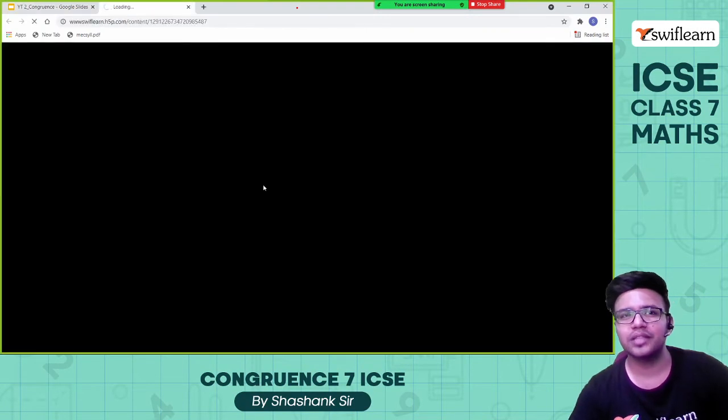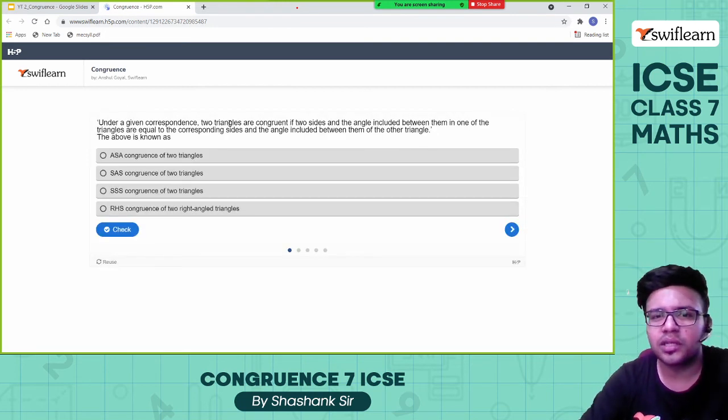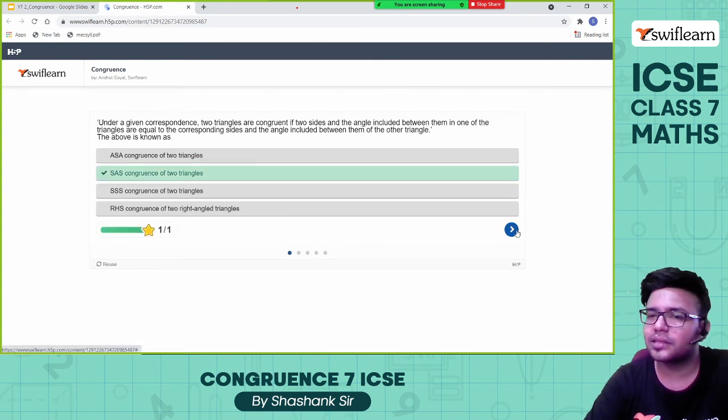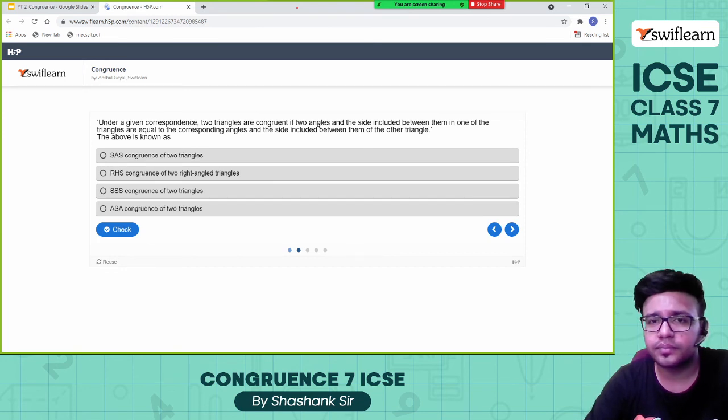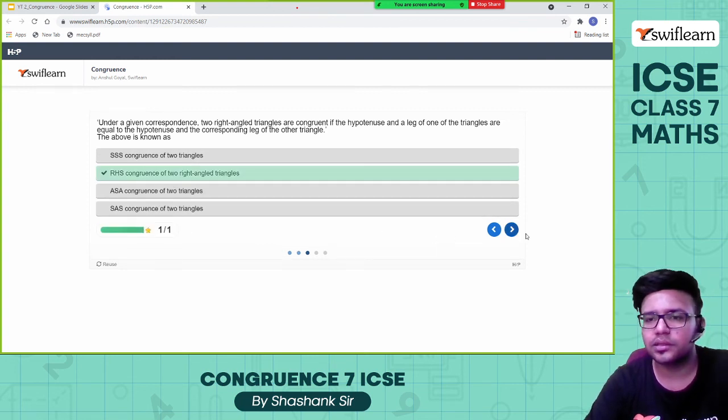So, last few problems are there. Let's solve them before we end this chapter. Under the given correspondence, two triangles are congruent if two sides and the angle included between them in one of the triangles are equal to the corresponding sides and angle in the other triangle. This is known as SAS congruence of two triangles. Two sides and included angle equal. If two angles and the included side are equal, it is ASA. If the hypotenuse, one leg and the 90 degree angle are equal, it is RHS congruence.